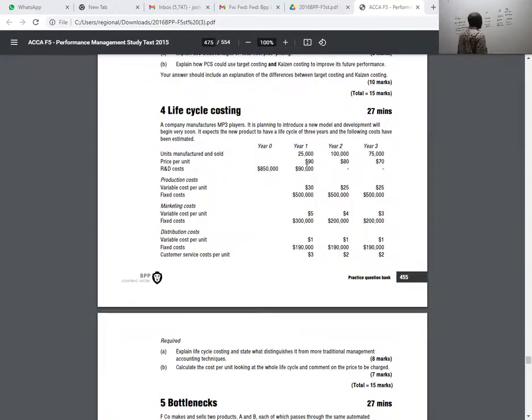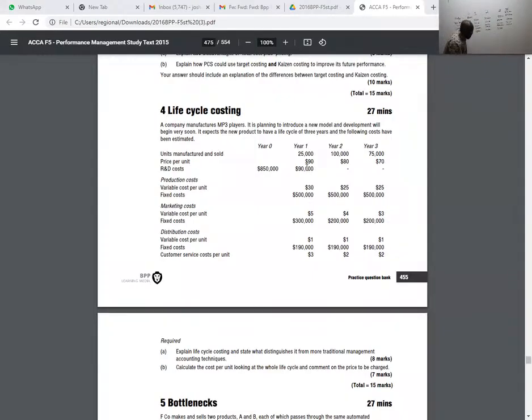The next one is 1 times 100,000, which gives me 100,000. The last one is 1 times year 3, so 1 times 75,000 gives 75,000. So please give me a figure there for variable distribution.